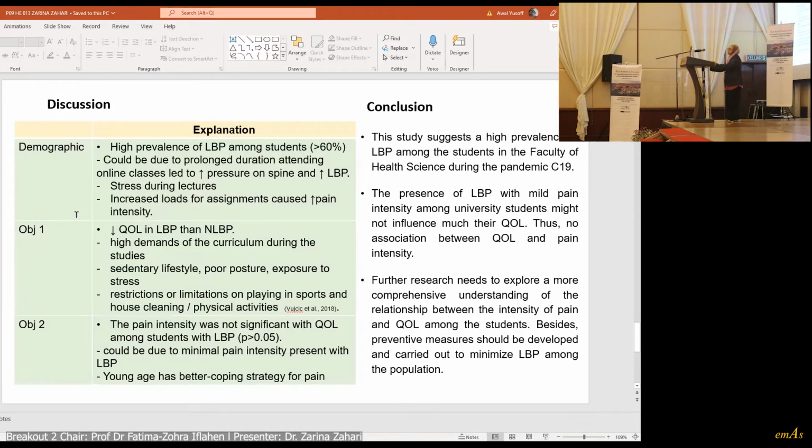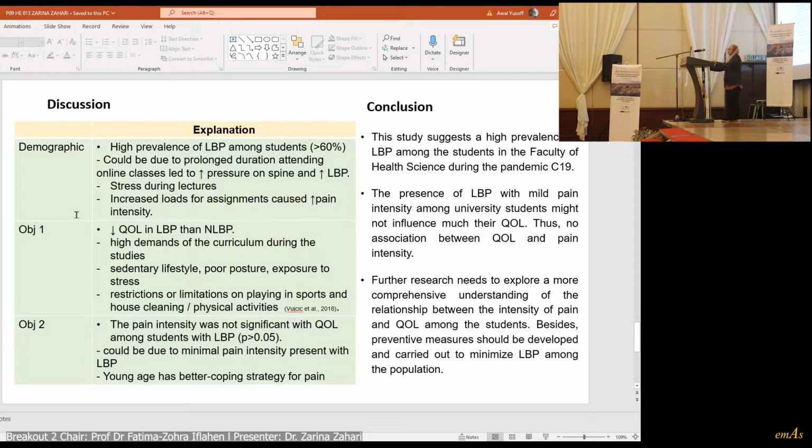For objective one, we found there was a reduction in quality of life in people with low back pain compared to those without. This is also because of the high demands of the curriculum during their studies. These students have a sedentary lifestyle, poor posture, exposure to stress, and restrictions or limitations on sporting activities.